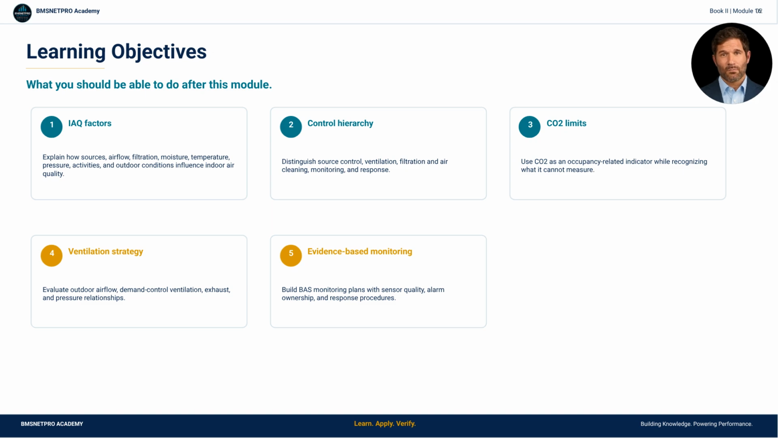These objectives are practical. After this module, you should be able to look at an IAQ complaint and avoid jumping to one sensor or one set point. You will evaluate sources, ventilation, filtration, moisture, pressure, and monitoring as a connected system. You will also learn why CO2 is useful but limited, and why every IAQ alarm needs a defined owner and response plan.